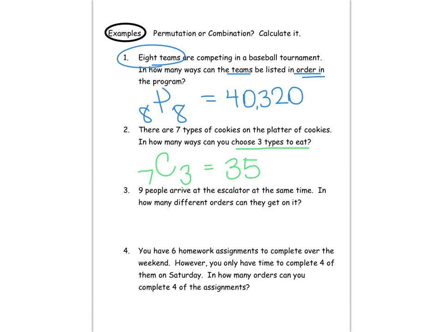Nine people arrive at the escalator at the same time, and how many different orders can they get on the escalator? Order. So P, permutation. Total people, 9. How many people are we putting in order? 9. So 9P9. 362,880.